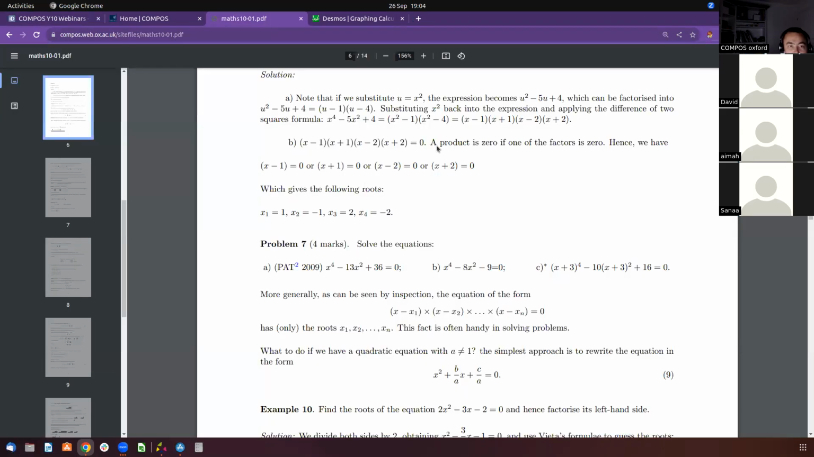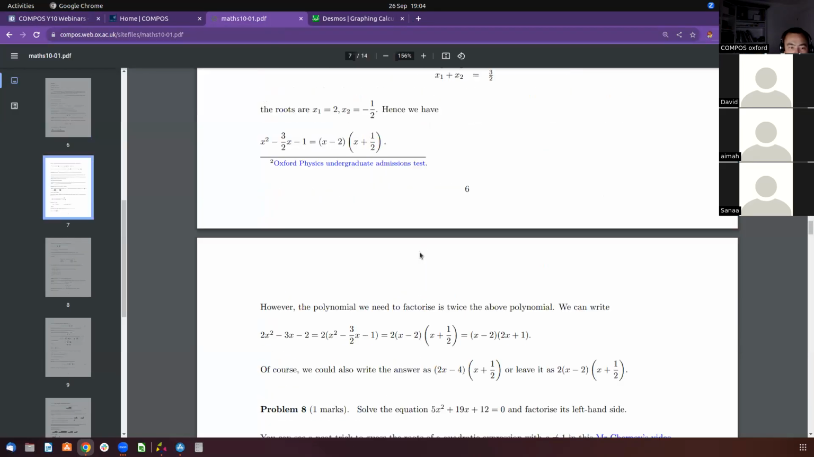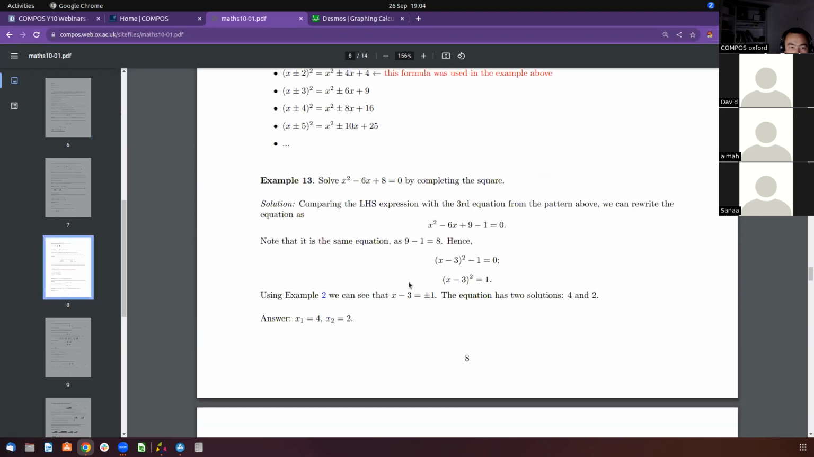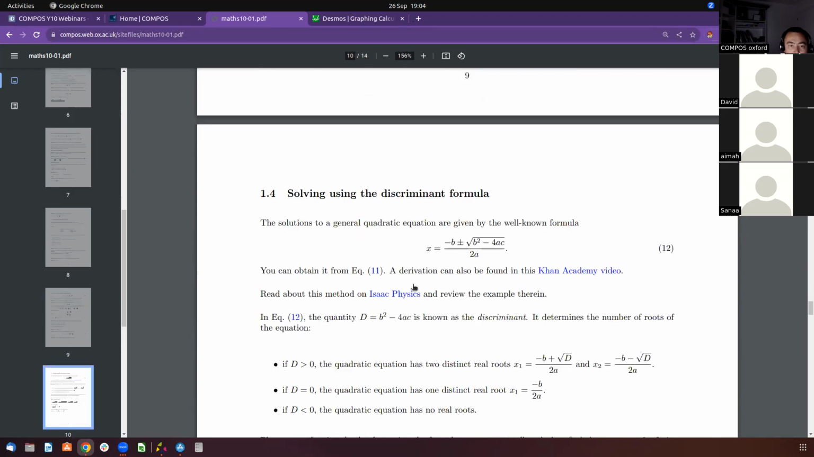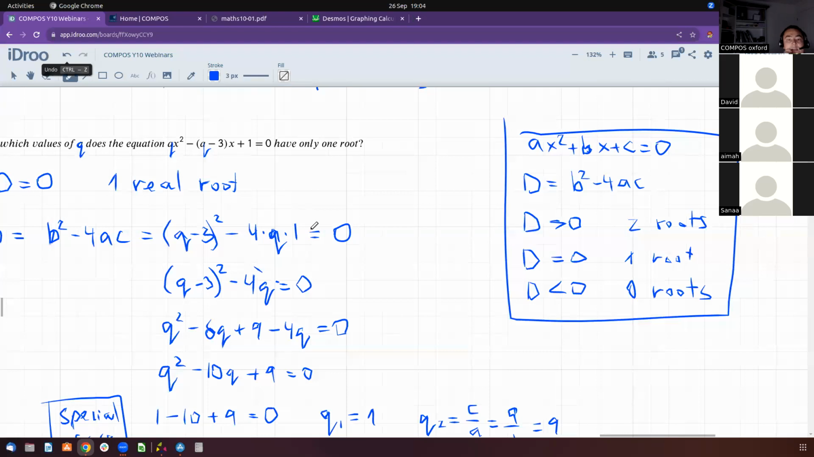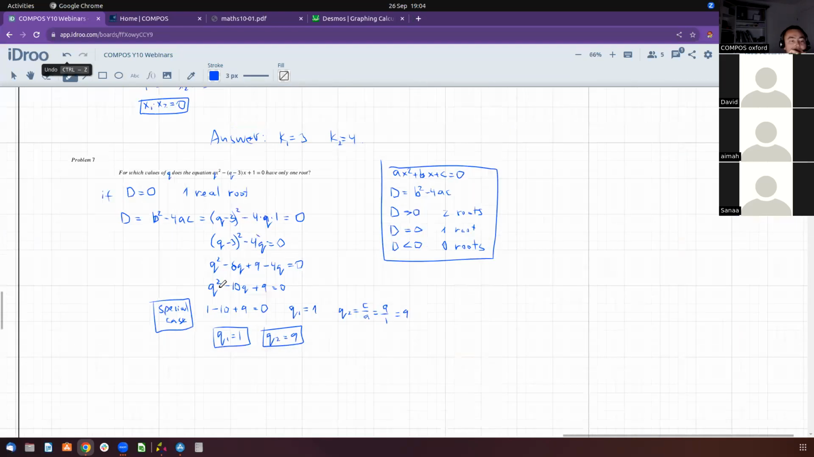Let me have a look. Here it is. In the equation 12, the quantity is known as the discriminant. It determines the number of roots of the equation. And here it is. Okay, so I hope that answers your question.